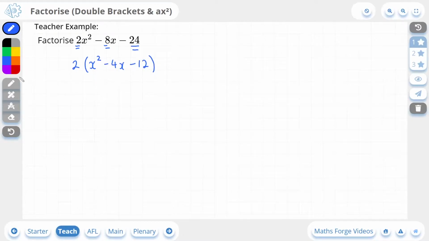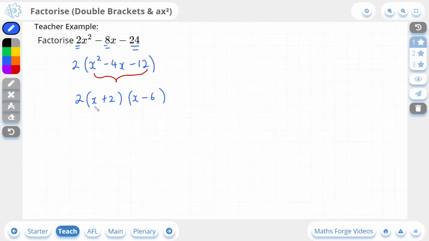Now I can go ahead and factorize this expression into two brackets, which is a quadratic trinomial, and the coefficient of x squared is 1. So we're going to have x plus 2 and x minus 6, because of course 2 multiplied by negative 6 gives us negative 12, and 2 plus negative 6 gives us negative 4. So these are the numbers. And of course, don't forget we have this 2 that we factored out earlier.